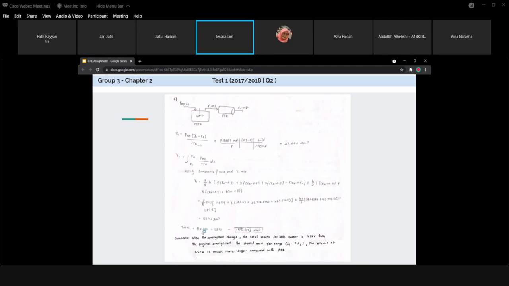And we total it up and the final is 185.423 dm³. For the comment, we found out that the total volume for both reactors is lesser than the original arrangement. The shaded area for the range X1 to X2 for the CSTR is much larger compared to PFR, since CSTR is a square area, and PFR is under the curve. This is all from us. Thank you.